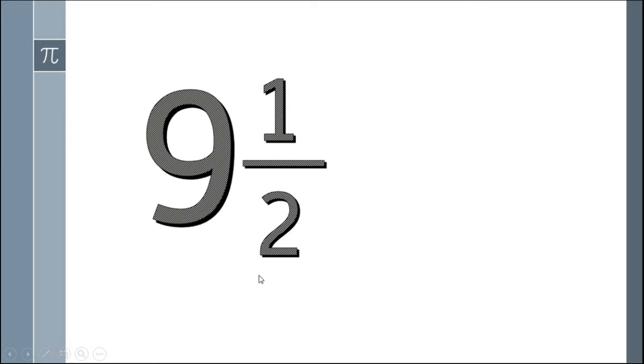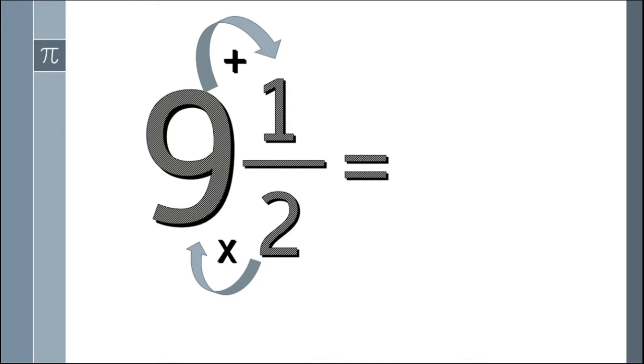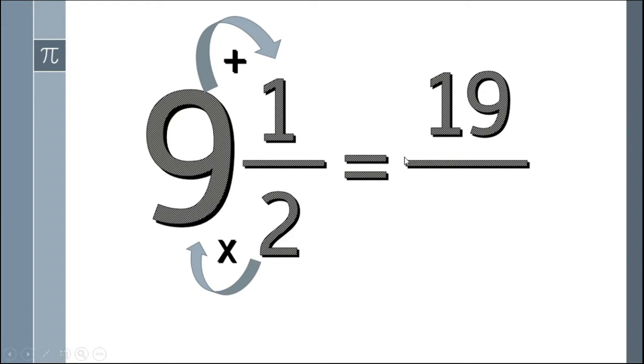Yung 2, yung denominator, i-multiply nyo sa whole number. So 2 times 9 is equal to 18. Yung 18, i-plus ninyo sa numerator. 18 plus 1 is equal to 19. Then copy the denominator. So 9 and 1/2 is equal to 19 halves.